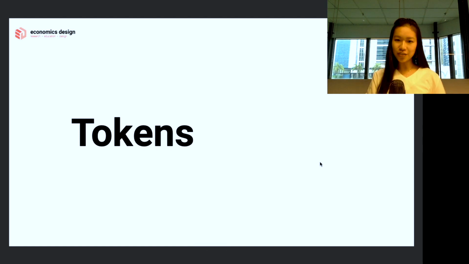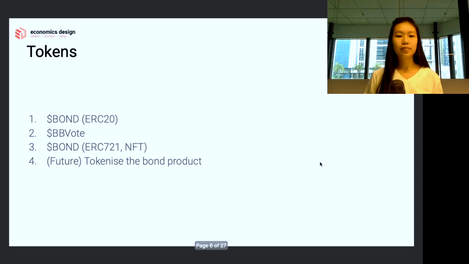So let's get started with tokens. What are the tokens in BarnBridge, how are they used, and why do they exist? There are 4 main tokens in BarnBridge. 1, the bond token, which is an ERC20 token.